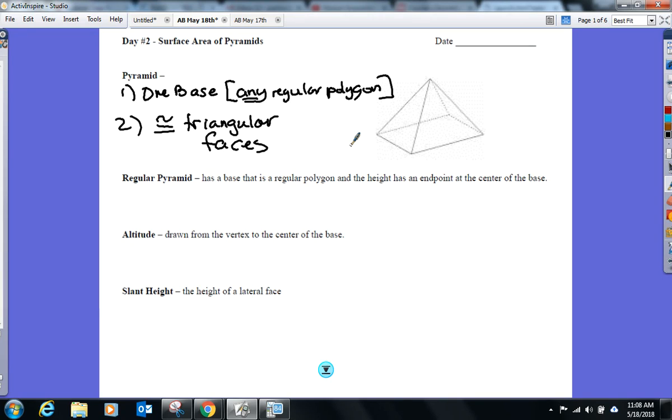The thing I've got to get through to you in the next 3 or 4 minutes: there are actually two heights in a pyramid. You've got your regular altitude, but now we've got this new one called the slant height.